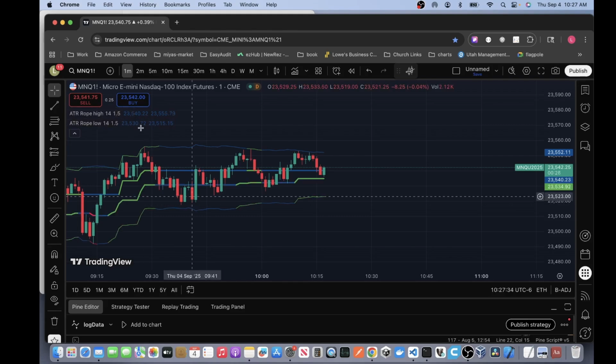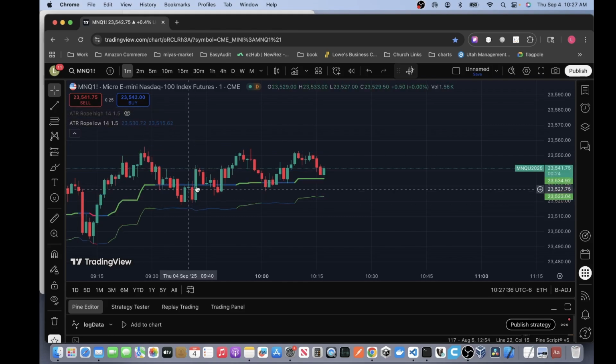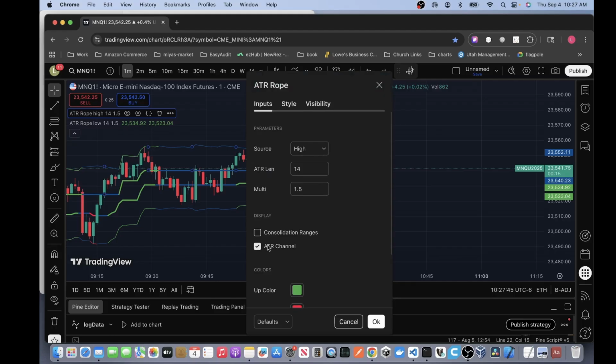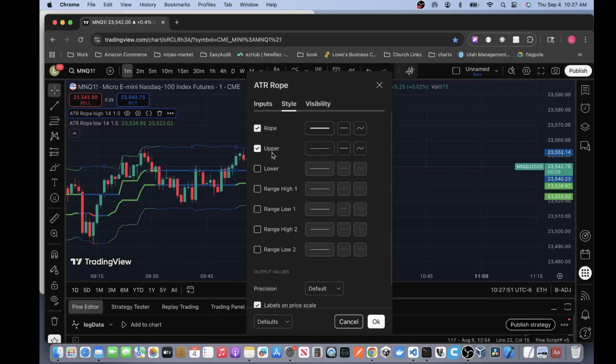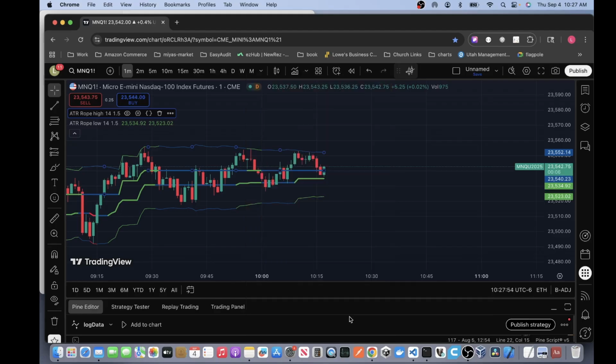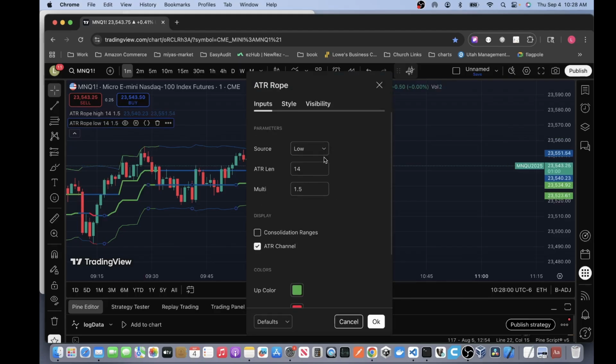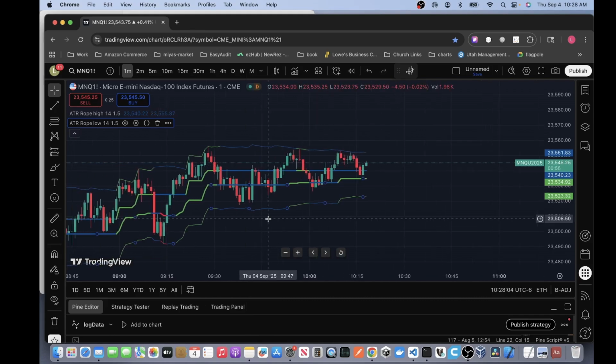And then same thing on the lows. We're going to show the ATR of the candle lows, which is this thicker line, and then the lower bounds. Okay, and the settings to do that: you put one of your sources as high, and on both of them, you're going to hide the consolidation range and show the ATR channel. On the one that has the source of high, you're going to show the rope and the upper limit. And on the one that has the source of the low, you're going to show the rope and the lower limit. I keep all of the ATR length and the multiplier the same, but this is the basic setup.